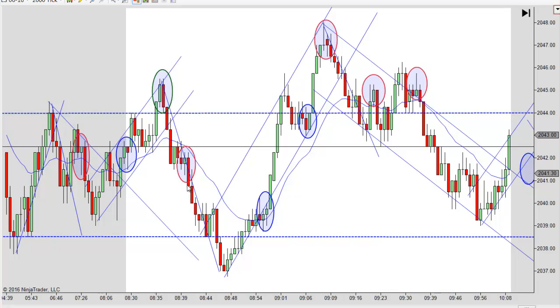Failed second entry long, and look at how beautiful it was. I mean, that's a quick, easy move. And this was your first close outside, so once we got a break above that, I would exit right there.